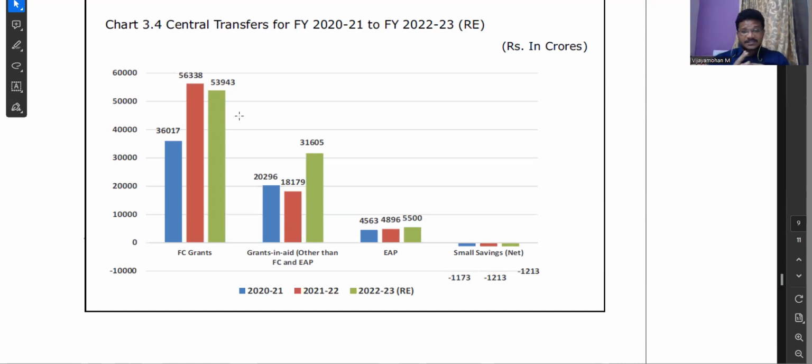That is why the states are requesting or appealing to the finance commission on different routes through different forums. So nearly 65 to 70% of the transfers from the central government are finance commission grants.